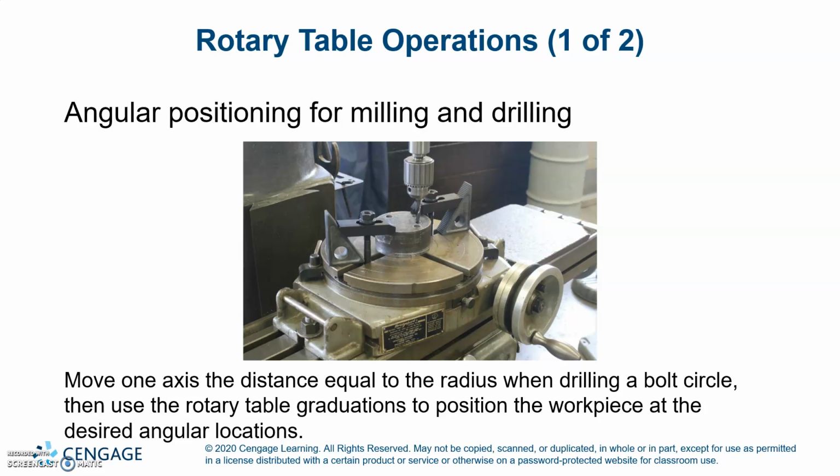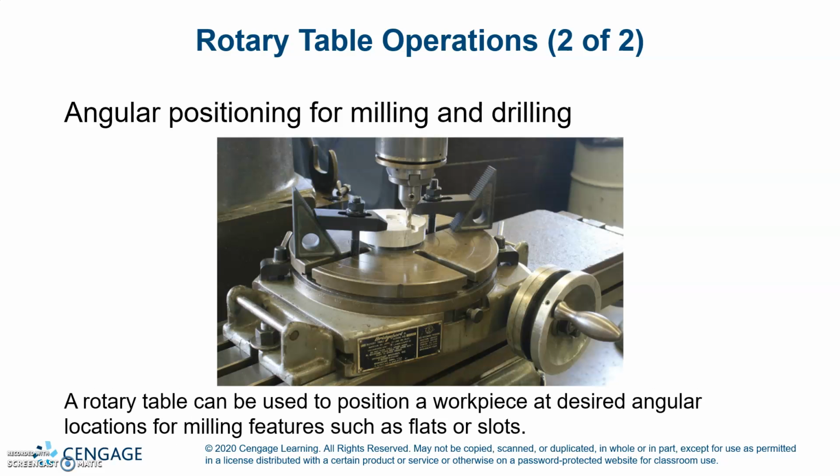Rotary table operations: angular positioning for milling and drilling. So move one axis the distance equal to the radius when drilling a bolt circle. Then use the rotary table graduations to position the workpiece at the desired angular locations. Angular positioning for milling and drilling. A rotary table can be used to position a workpiece at desired angular locations for milling features such as flats or slots.